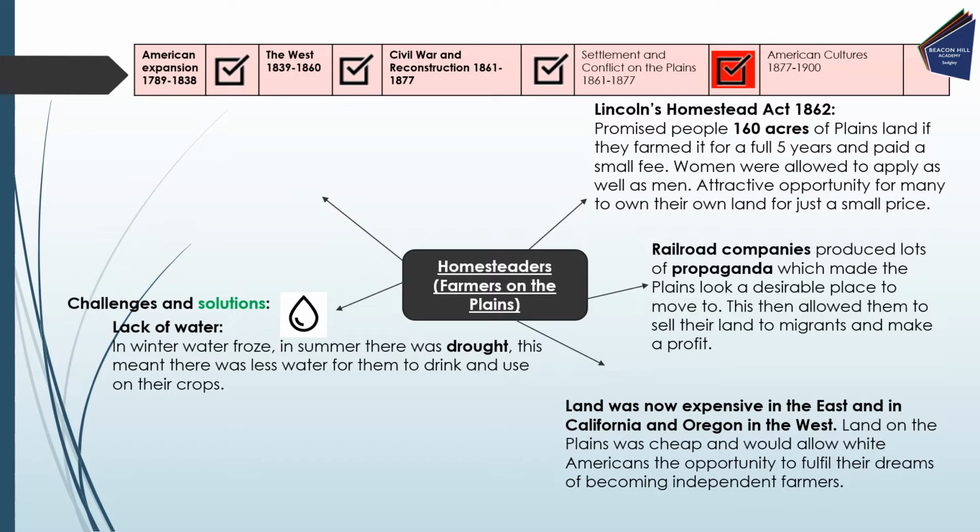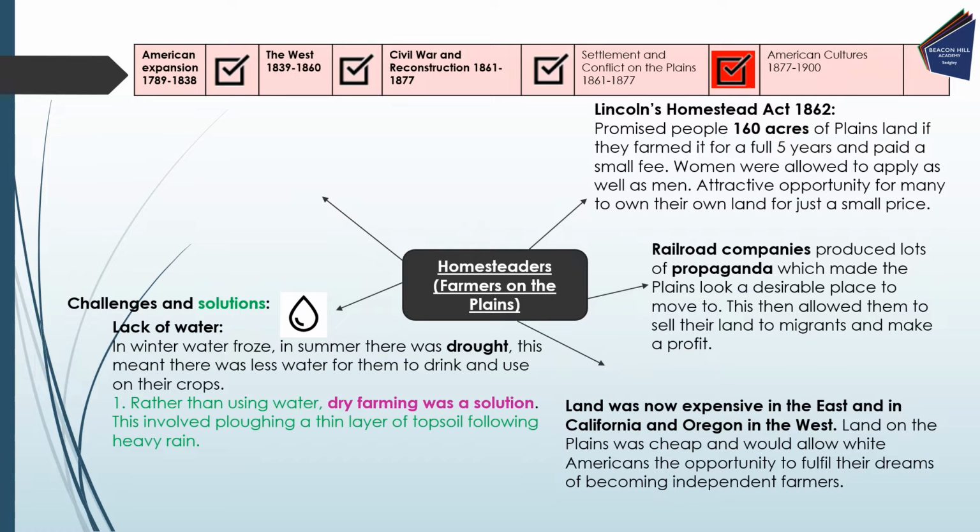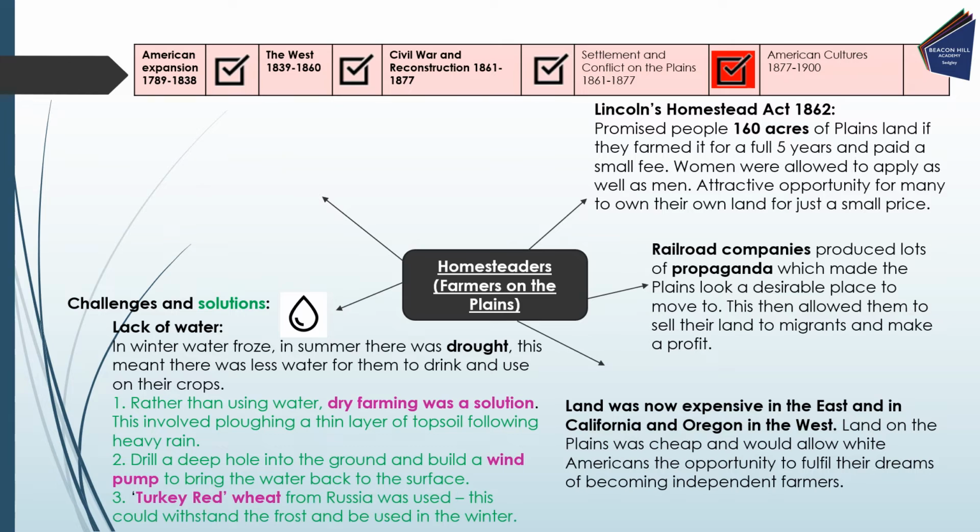Some of the solutions that they came up with was dry farming. This involved ploughing a thin layer of topsoil following heavy rain. They also drilled deep into the ground to build a wind pump to bring the water back to the surface, and they also grew turkey red wheat from Russia, which could withstand the frost and could be used in the winter, which obviously didn't require the same amount of water either.